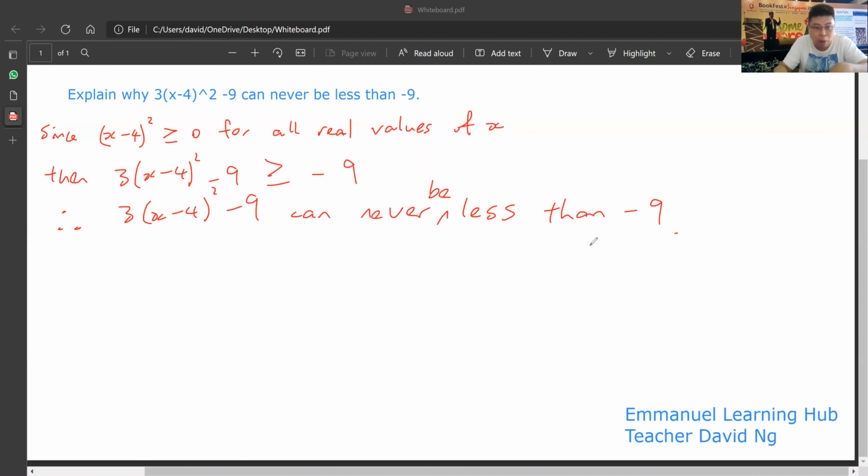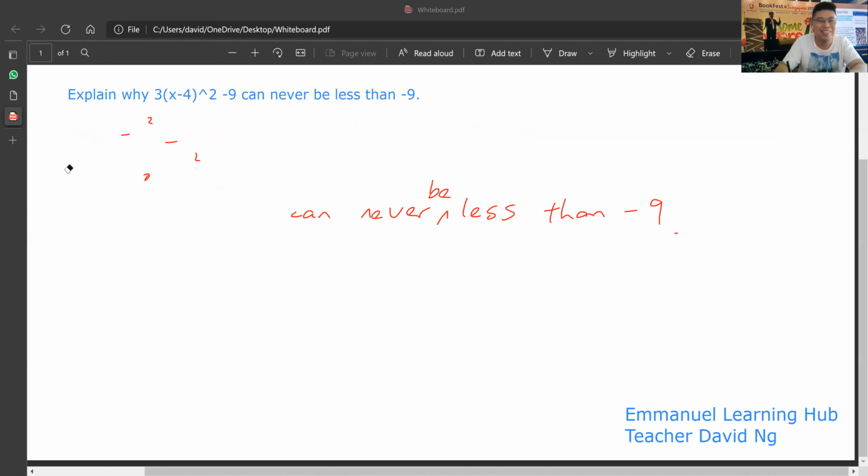If this question comes out in the exam, explain always with since, therefore, hence. Since, therefore, hence. Explain. Okay, this question can be explained already.